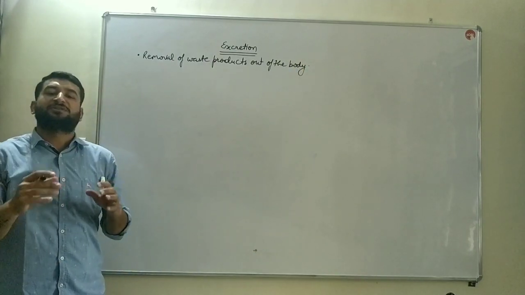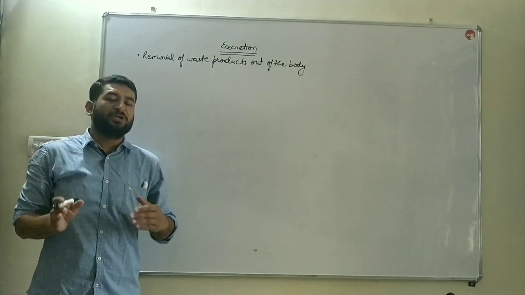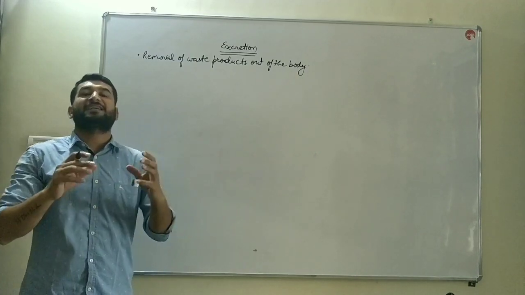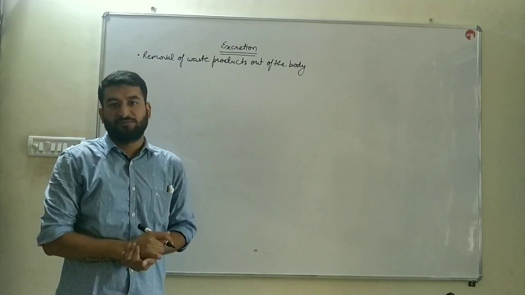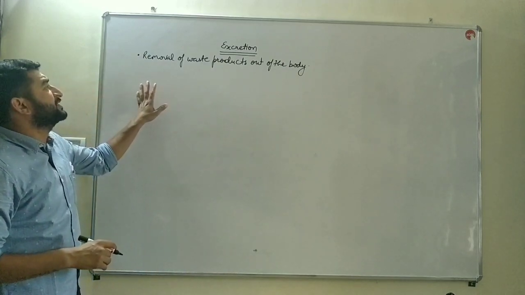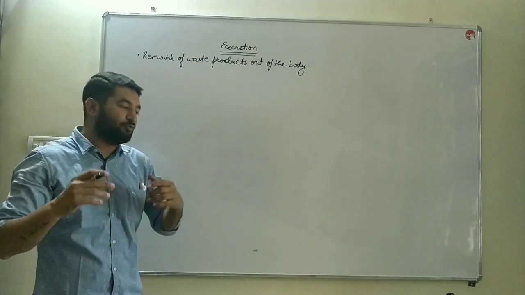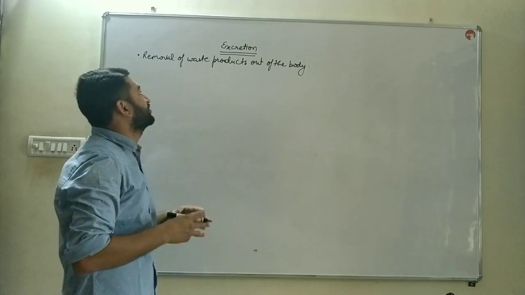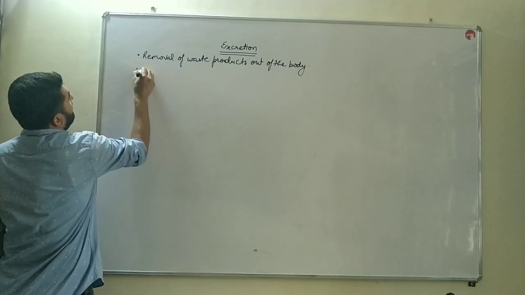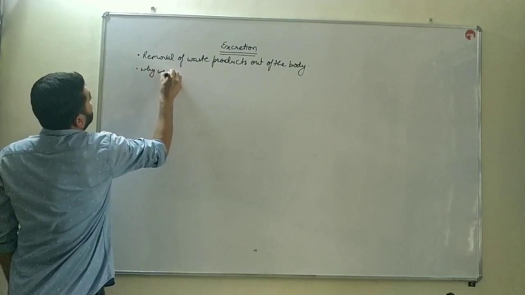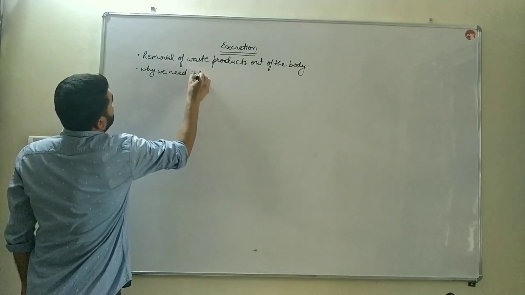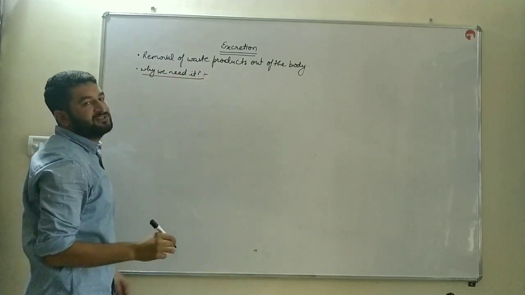As our body performs certain metabolic activities, various waste products are produced. Those waste products must be removed out of the body, and their removal out of the body is known as excretion. Why do we need it? Why is excretion necessary?